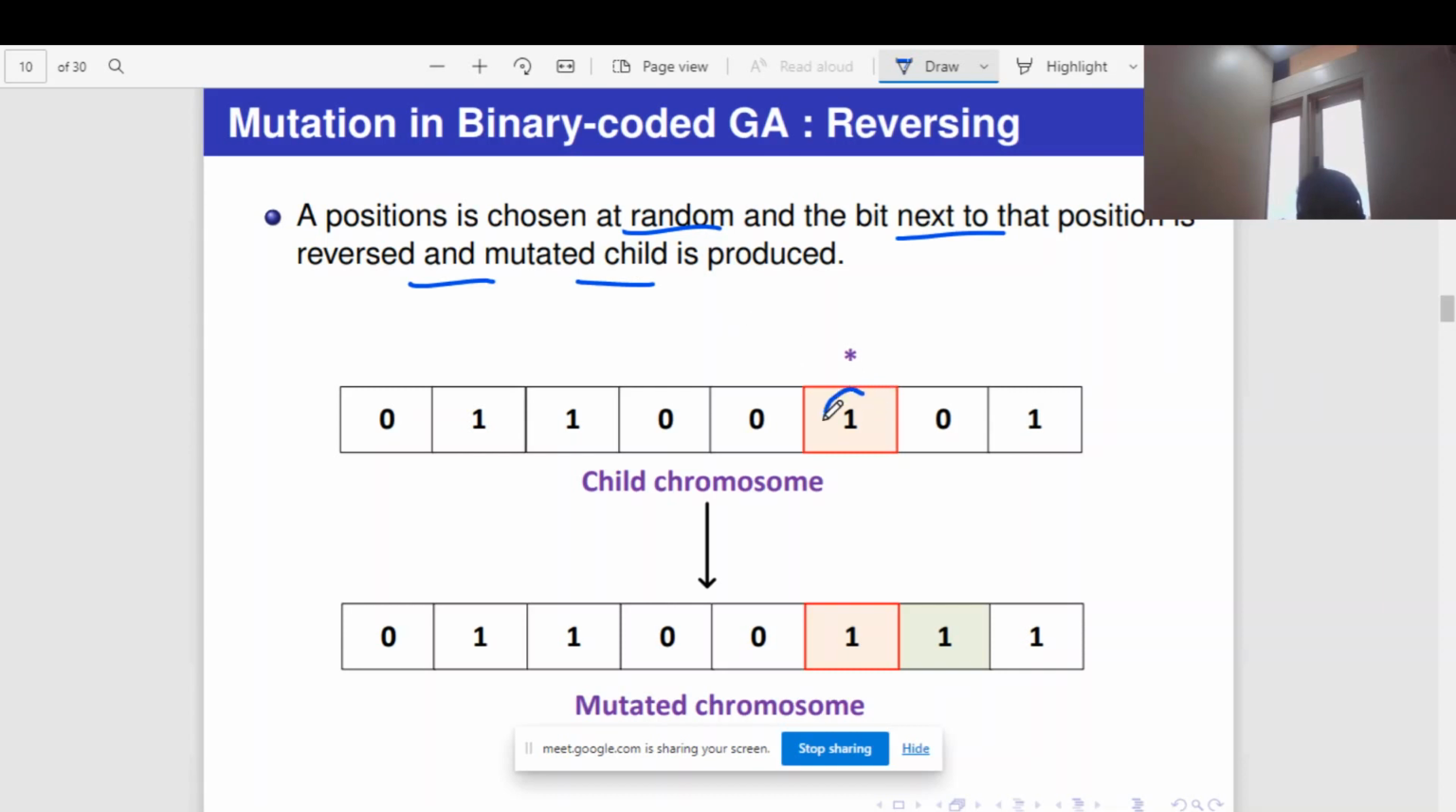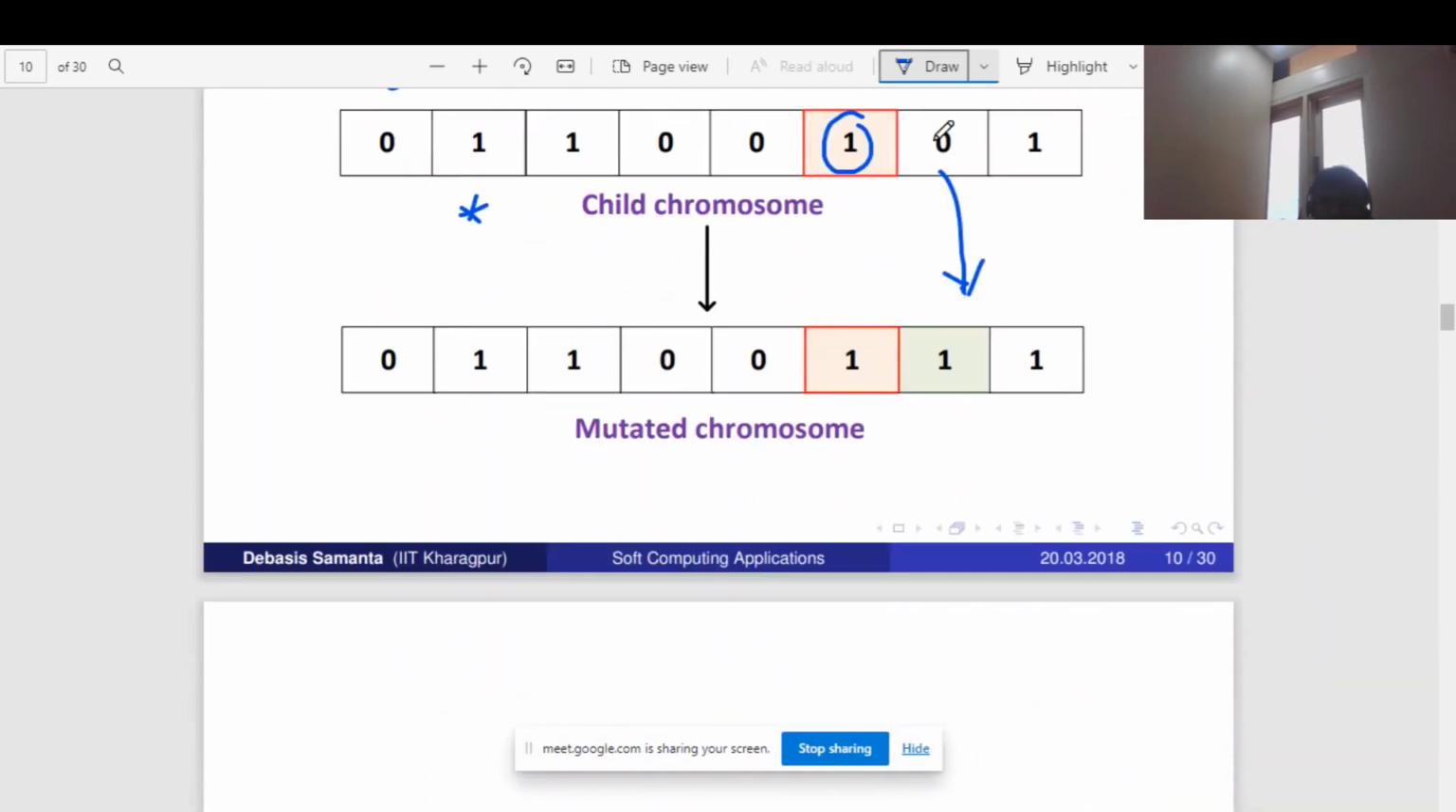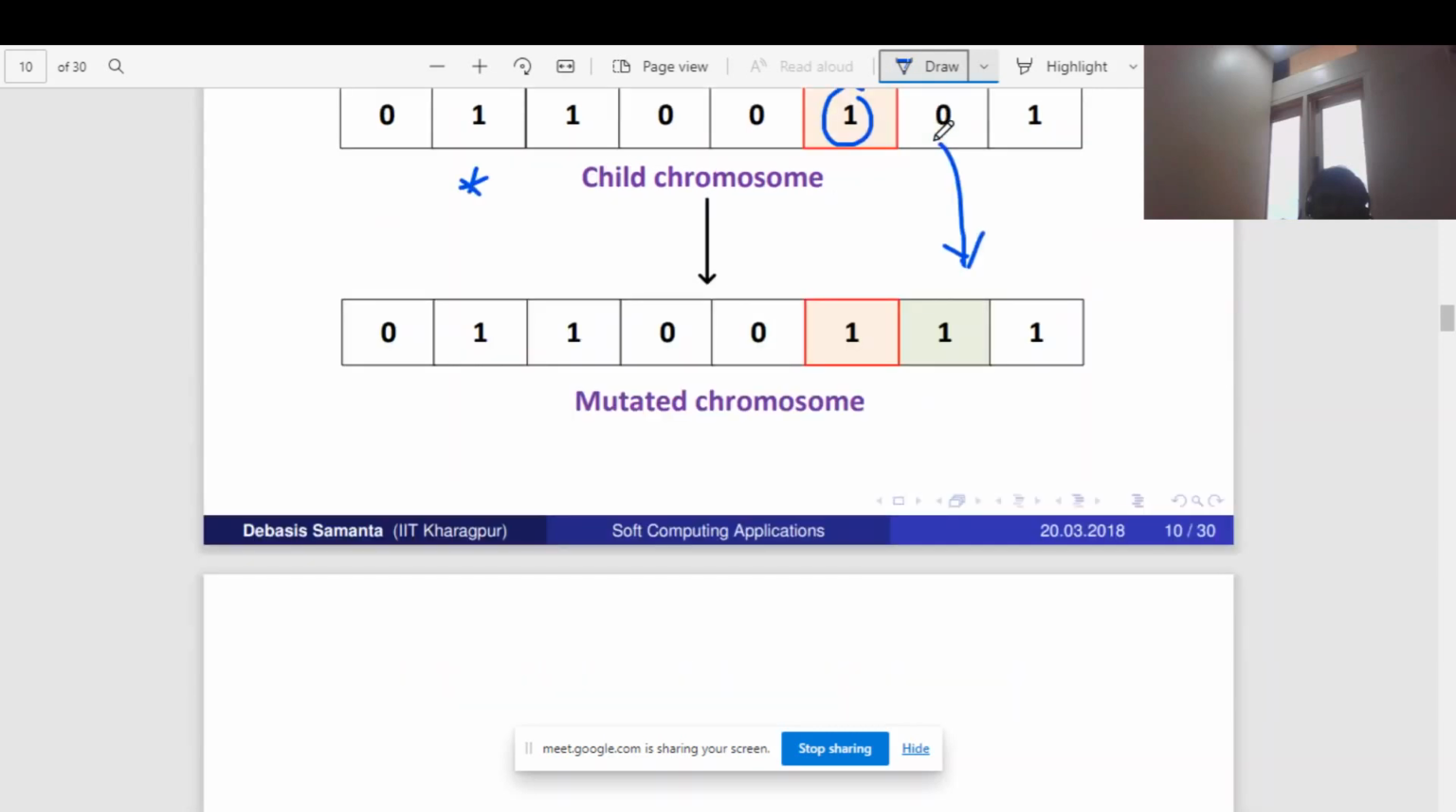So here this is the random position we have selected. Now which is to be reversed? The one which is next to that. So the one which is next to that is this, so this bit is reversed. Are you getting it? For example, if this is the random position we select, then what will be the result? The remaining will stay the same. So this is what is called reversing. These are the three mutation techniques we have with binary coded GA.